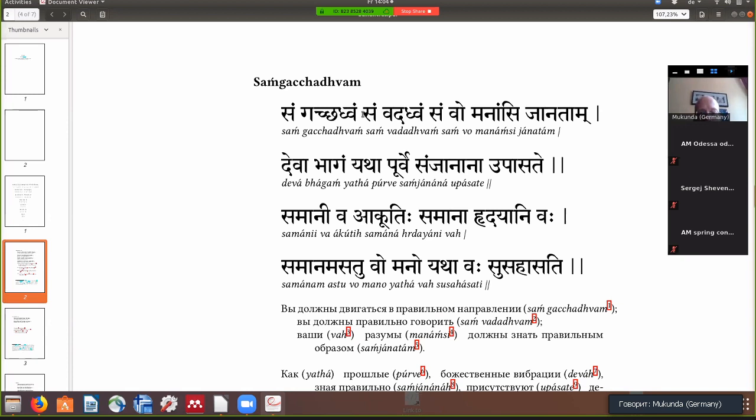And next we get the combination of dha with a va, with the modifier anusvara again, tham.